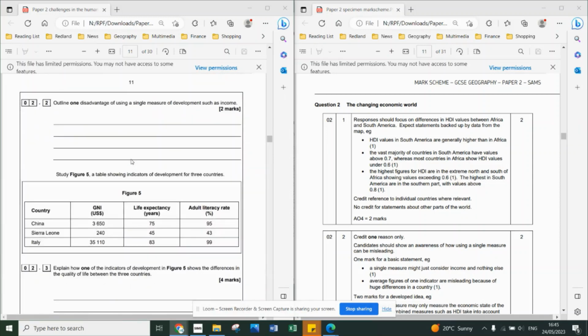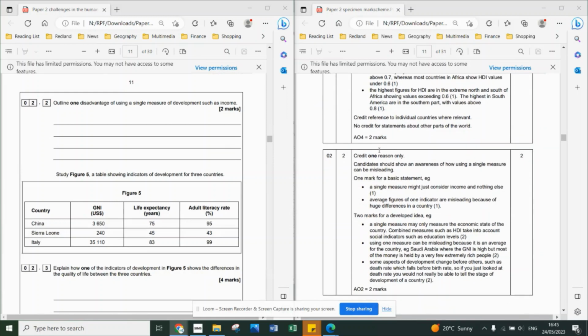So question 2.2, one disadvantage of using a single measure of development such as income. A single measure might only consider income and nothing else. It can be misleading because it hides huge variations within countries. Think of Qatar, a high GNI or GDP, but not everyone in Qatar will have the same rights. It doesn't take into account social aspects like birth rate, death rate, literacy rate. It can hide inequalities in sexuality, in gender, etc. Okay, so it's just monetary. It doesn't really look at people's quality of life.